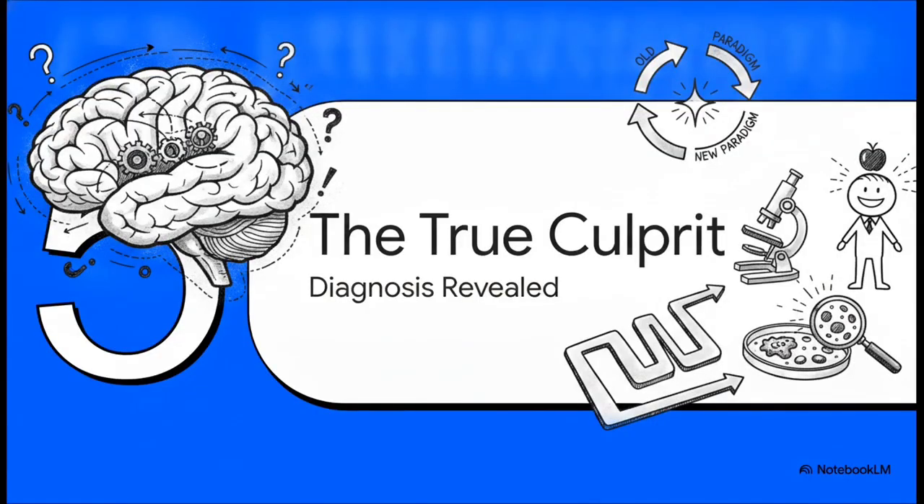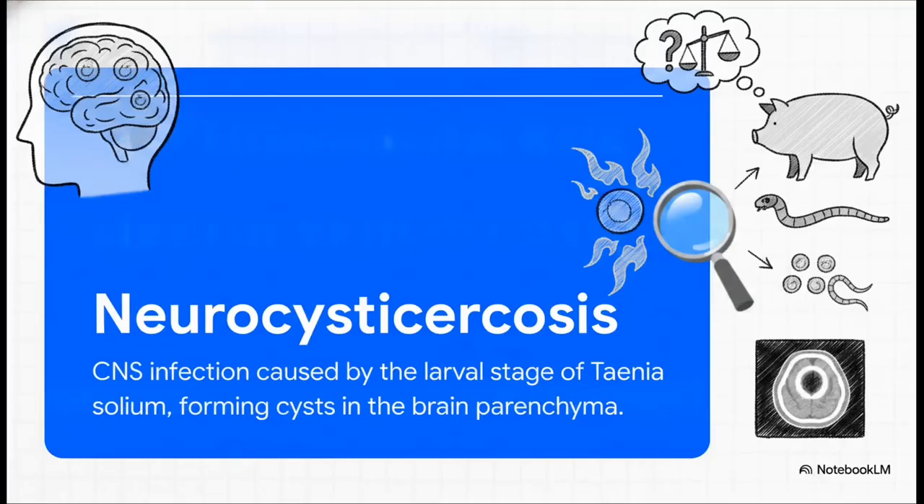Section 5. The true culprit revealed. That paradigm shift worked. It's time to unveil the actual disease responsible for this kindergarten teacher's terrifying symptoms. The true culprit? Neurocysticercosis. Let's break down exactly what that is, because the science here is just fascinating.